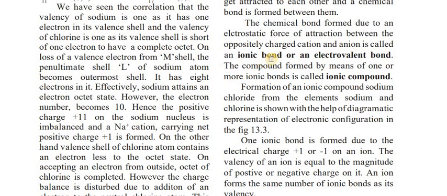Here one definition will come in the exam, that is ionic bond. The chemical bond formed due to the electrostatic force of attraction between cation and anion is called an ionic bond, and the molecule which is formed by this process is known as an ionic compound. Example, NaCl.